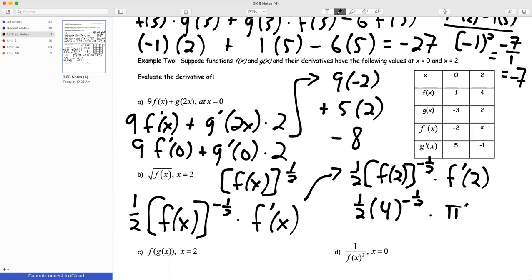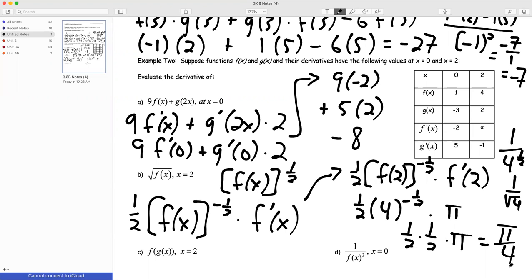And so now what do I do with the negative exponents? You gotta flip it over and square root it. Okay, so you're saying if I have the negative exponent, I move it to the bottom and it becomes positive. So it'd be 1 over 4 to the 1/2, which is 1 over the square root of 4, which is 1 over 2. So I have 1/2 times 1/2 times pi. 1/2 times 1/2 is 1/4. 1/4 times pi. It's going to give me pi over 4 for my answer there.